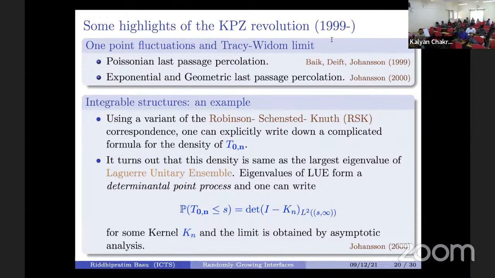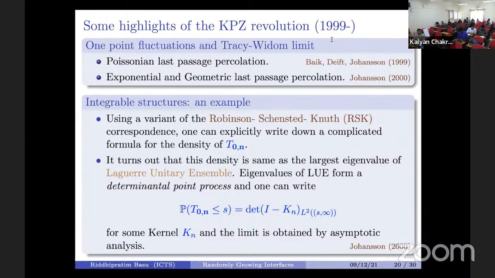No. Okay. So let's move on and talk a little bit about some of the highlights of this world. Sometimes I have seen people refer to this explosion of results that has happened in this area starting 1999 or around. So it's a KPZ revolution, and it's still kind of going on.